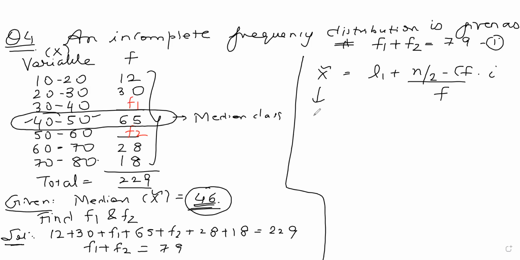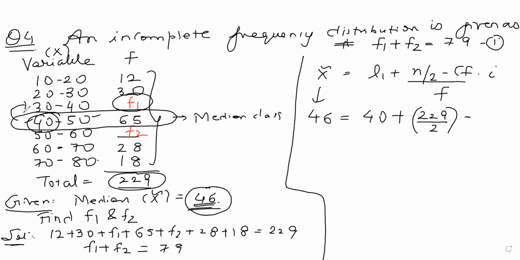So my median is 46. Lower limit 40. N by 2, which is 229 divided by 2. Minus CF, the cumulative frequency of the class preceding the median class. The median class is 40 to 50, which means the class preceding it is 30 to 40. The frequency of that will be how much?